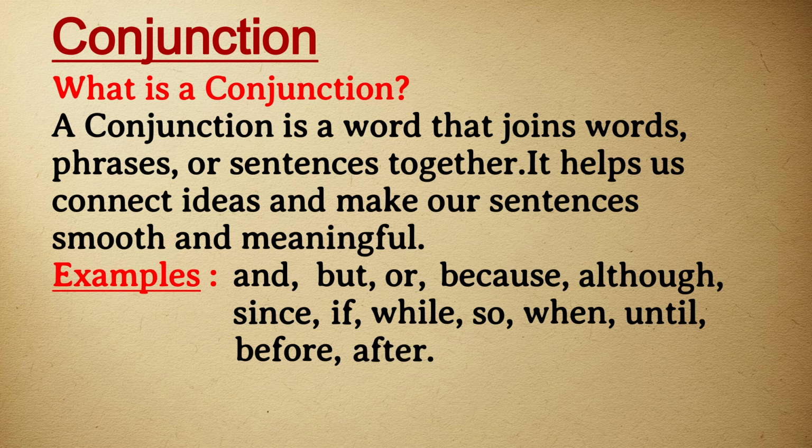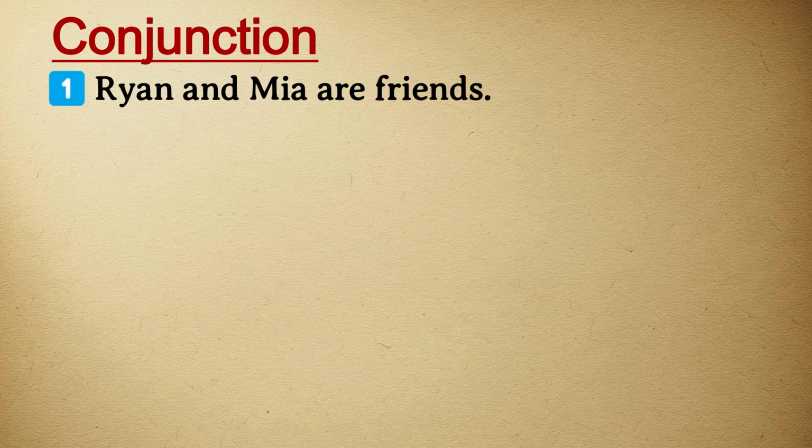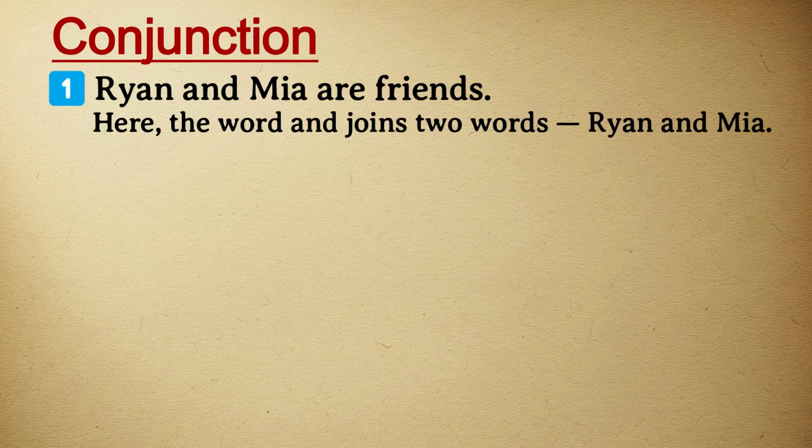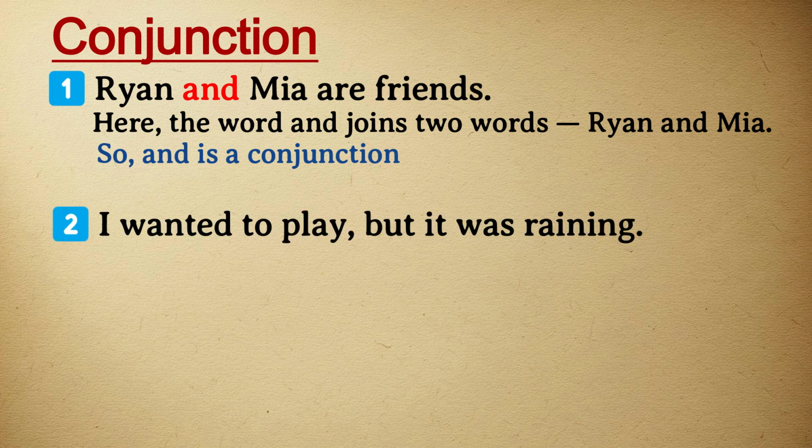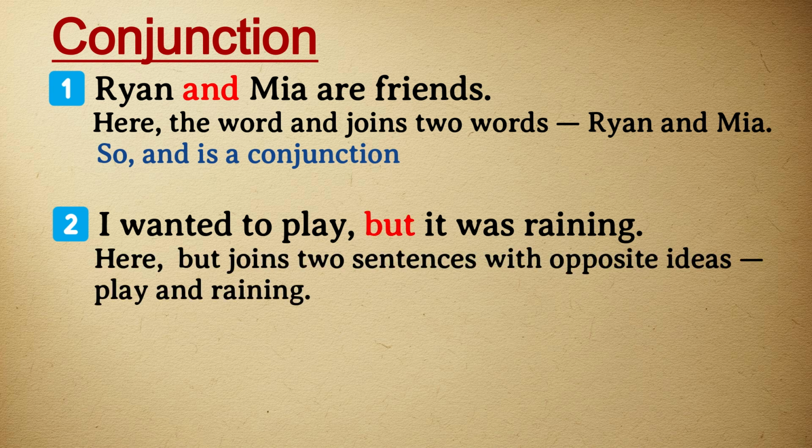Let's understand this with simple examples. 1. Ryan and Mia are friends. Here, the word and joins two words, Ryan and Mia. So and is a conjunction. 2. I wanted to play, but it was raining. Here, but joins two sentences with opposite ideas, play and raining. So but shows contrast.